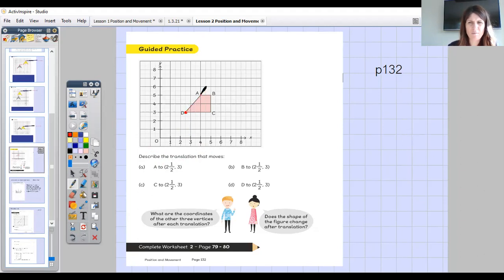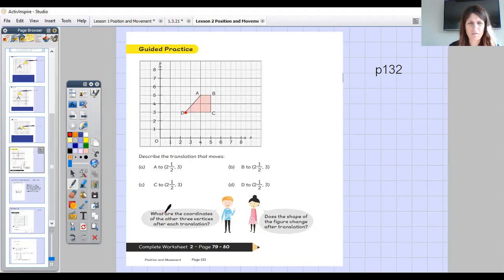So I need to move my whole shape across and down, don't I? Remember, I always think about the across first and then the up or down. So I'm going to go across and then down. So how many will that be across and how many down? And that's what I write. Describe the translation. I'm going to say how many left and then how many down.